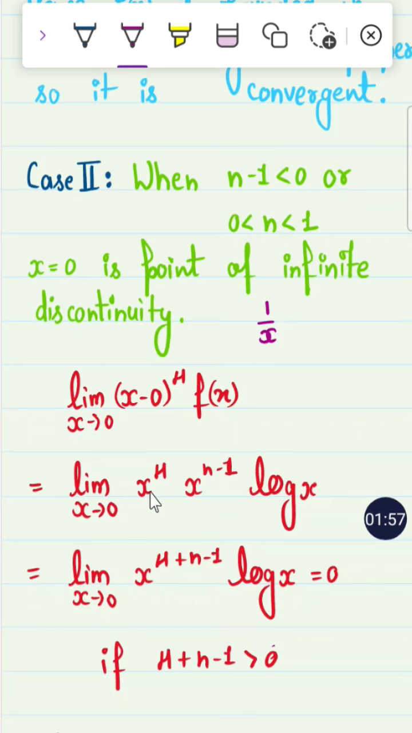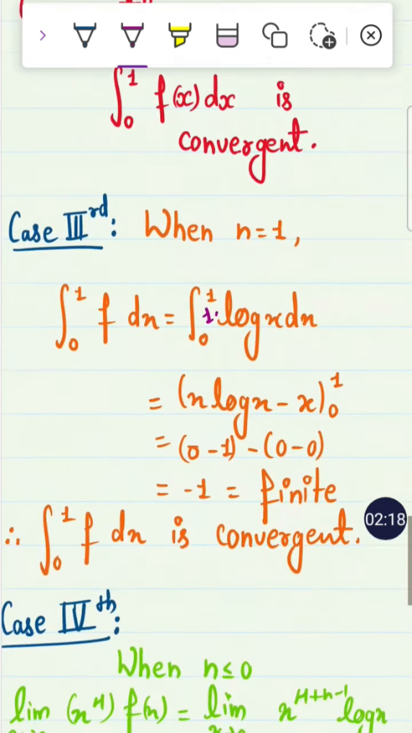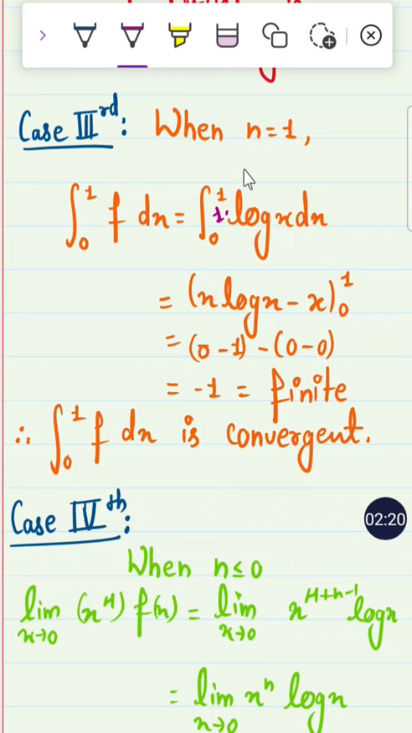So taking the limit of x to the power mu times x to the power n minus 1 log x, this implies that mu plus n minus 1 is greater than 0, then the limit is 0. So mu is greater than 1 minus n. When n is between 0 and 1, we can always take mu between 0 and 1, so the integral is convergent. Now case three is when n equals 1. When n equals 1, x to the power n minus 1 is x to the power 0, so it is 1. The integral of 1 dot log x is x log x minus x from 0 to 1. So the limit is finite, so the integral is convergent.